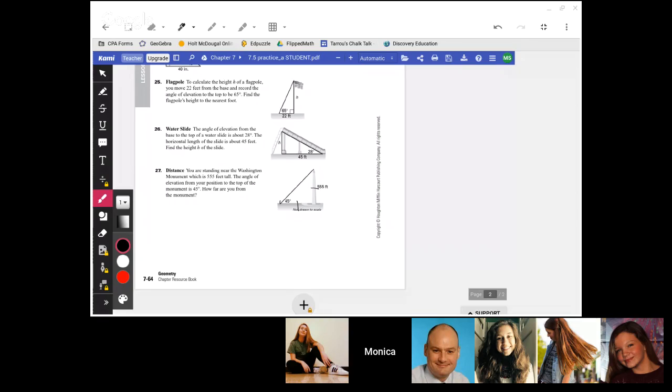Now, you could do that and say tan 45 equals 555 over x because it's opposite over adjacent here. And then swap those. So you would type in 555 divided by tan 45.